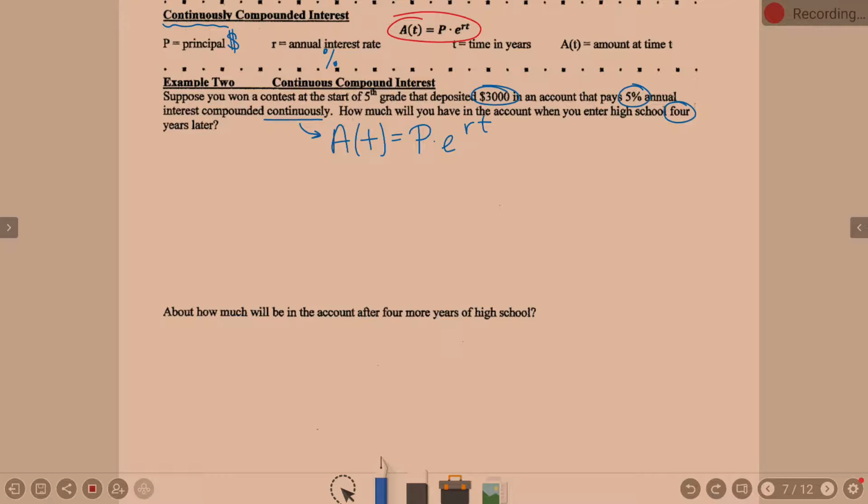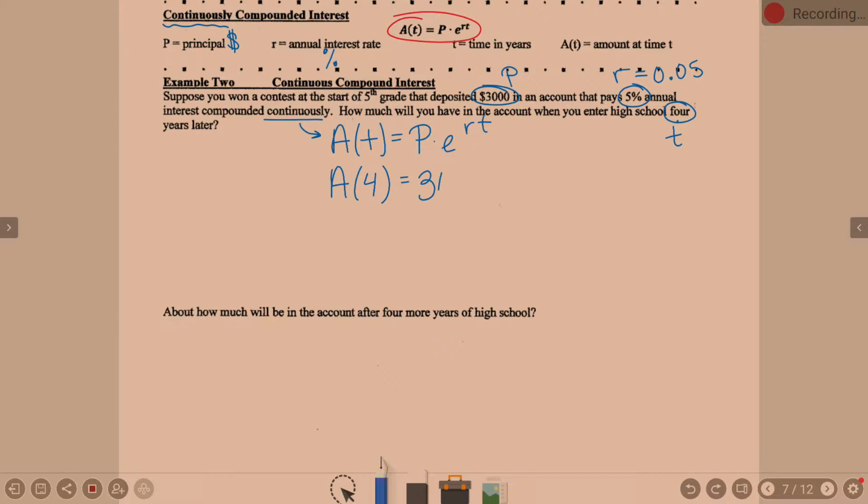What is 3,000? You've done interest before. That's your P. That's your amount that you start with. What is 5%? That's your R, except what is 5% as a decimal? You didn't say 1, did you? Just 0.05, right? And then high school, or 4 years, means that is your T. Fill in your formula, guys. You're just trying to find A of 4.